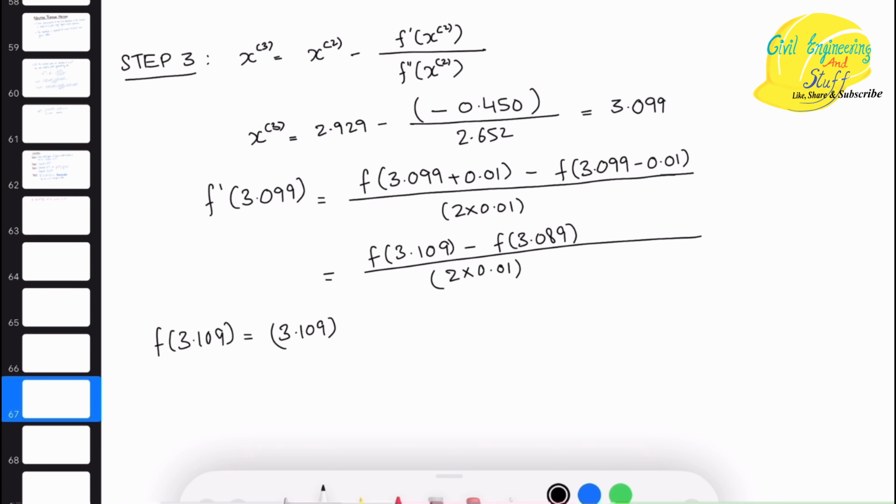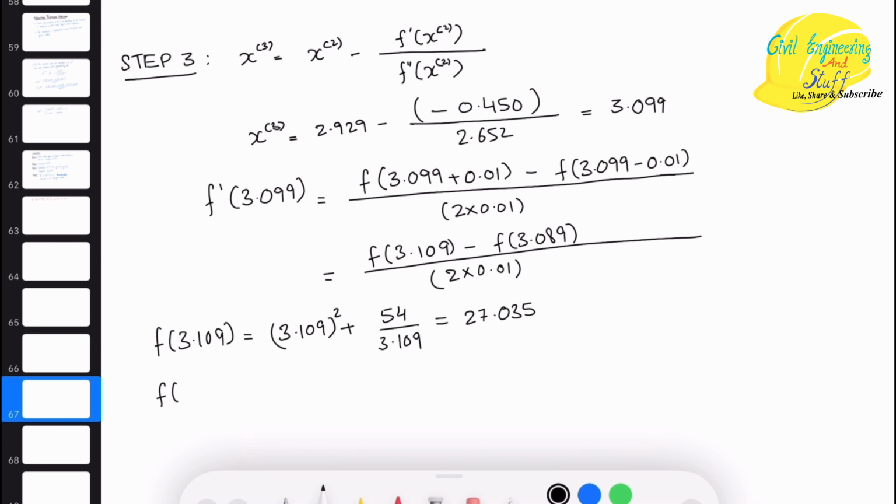3.109 whole square plus 54 divided by 3.109. Solve it to see what is the answer. Answer will be 27.035.